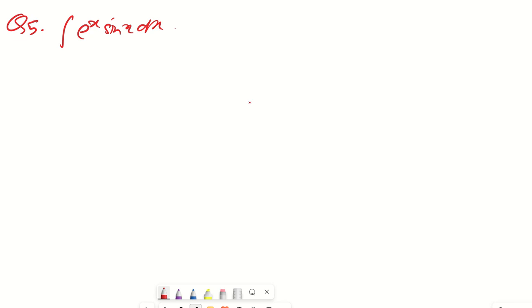Since it is e to the power x sin x, it is going to be pretty difficult, because neither sin x nor cos x is going to end, and neither is e to the power x. So why do we do differentiation? So that one of the terms vanishes after some integration or differentiation. So what we'll do is consider I equal to integration of e to the power x sin x dx, and what is the formula we have?